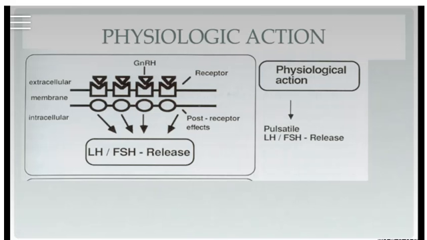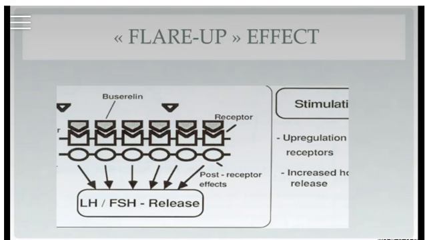The effect works in two stages. First step, it is an agonist. Thus, the first effects are a stimulation with release of FSH and LH. It's called the flare-up effect, and you can obtain a little stimulation and sometimes a pregnancy. Finally, you have a downregulation with a pituitary desensitization. Normally, the peak of LH is under control.